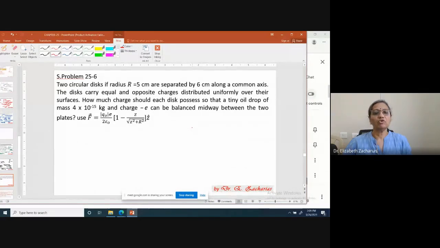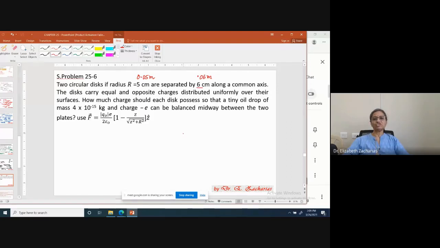So you have two circular discs. Radius is 5 centimeters, so 0.05 meter, separated by 6 centimeters, 0.06 meter. There are two circular discs of radius r separated by 6 centimeters and they are lying along a common axis. The discs carry equal and opposite charges distributed uniformly over their surfaces.